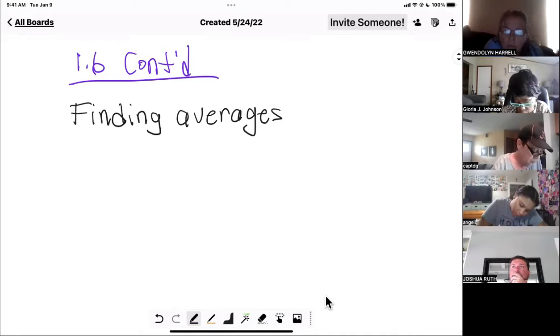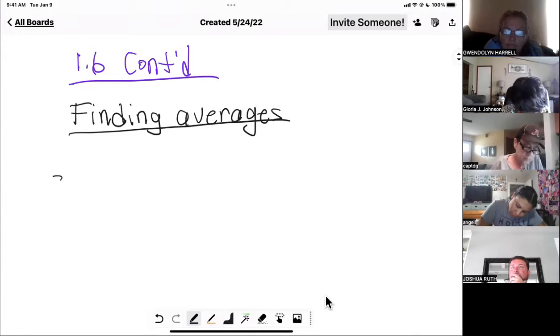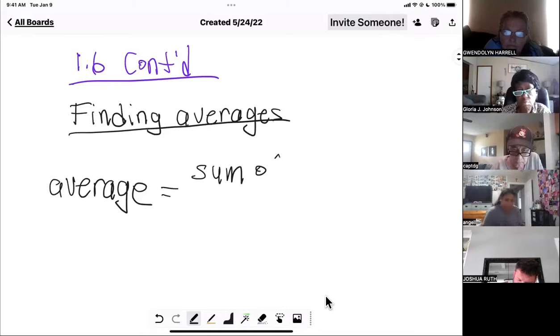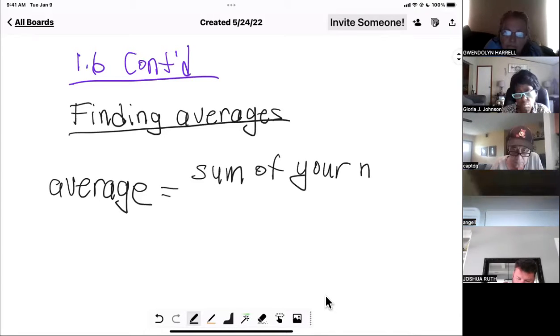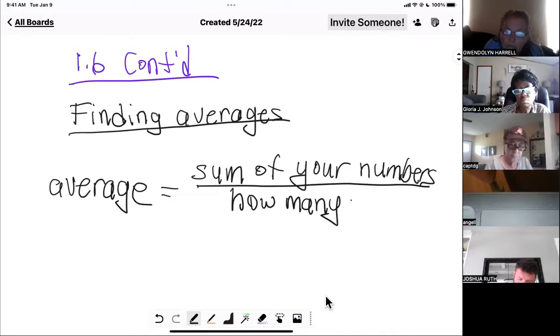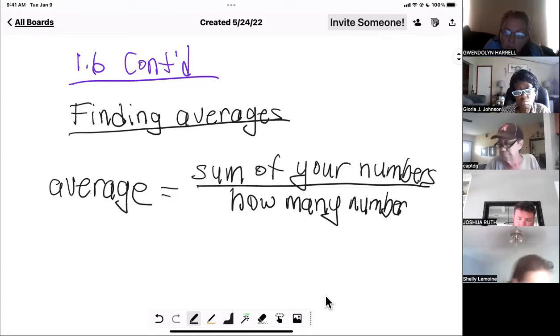The very important thing to know is how to find your averages. When you find an average of any numerical value, you add up all your numbers, so you sum your numbers, and divide it by how many numbers you have. That's like finding your grade, right? If you want to know your average for the class, you can add them up and find your average. And that's what we're going to do.